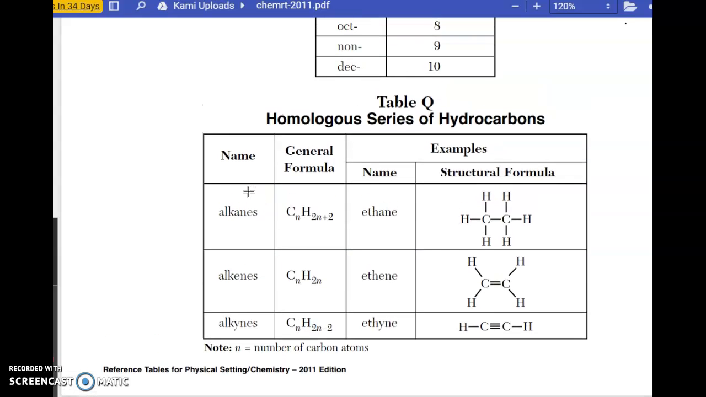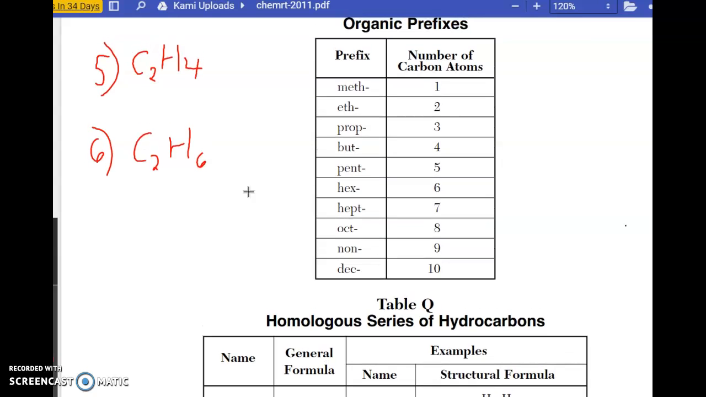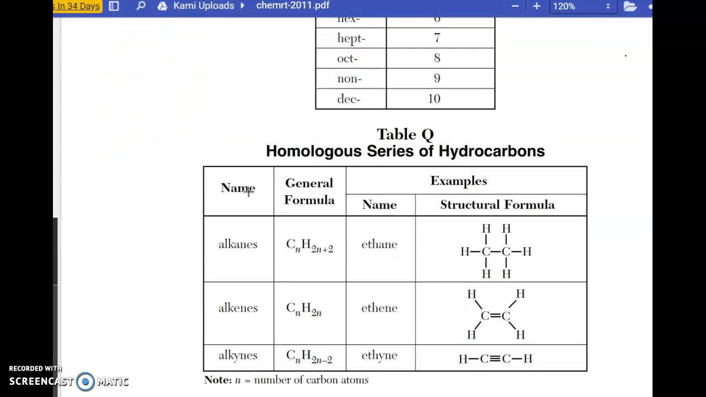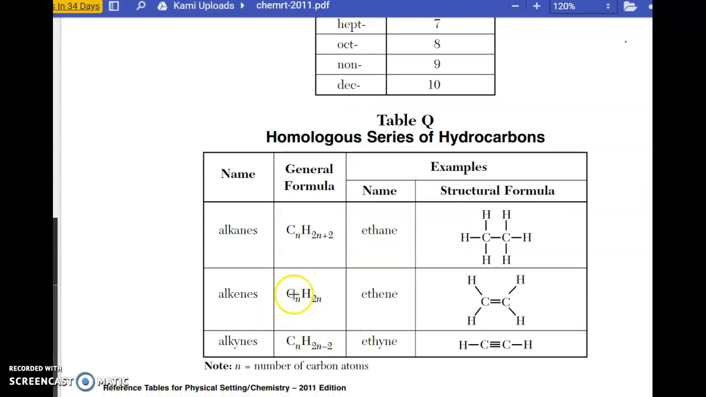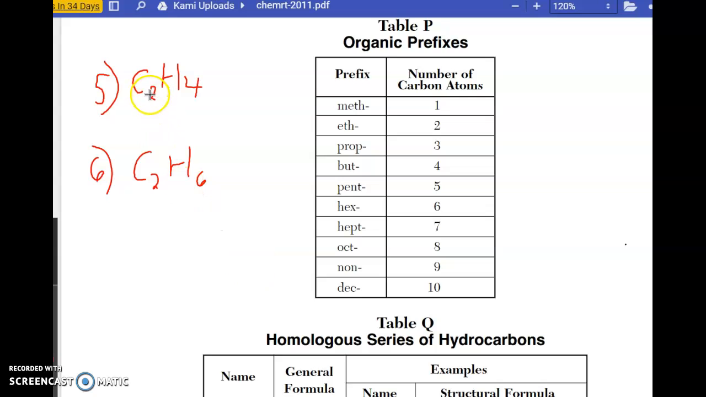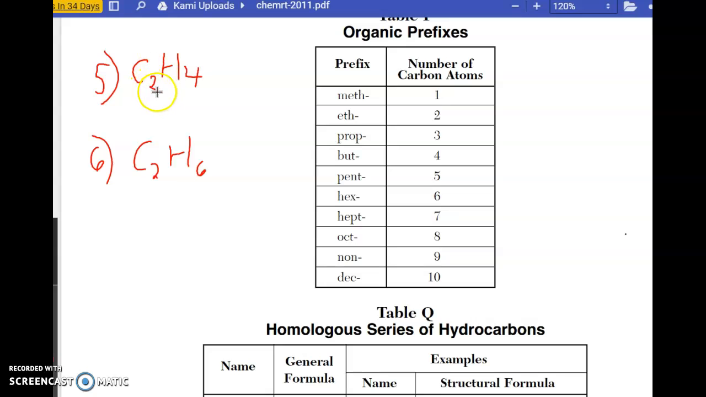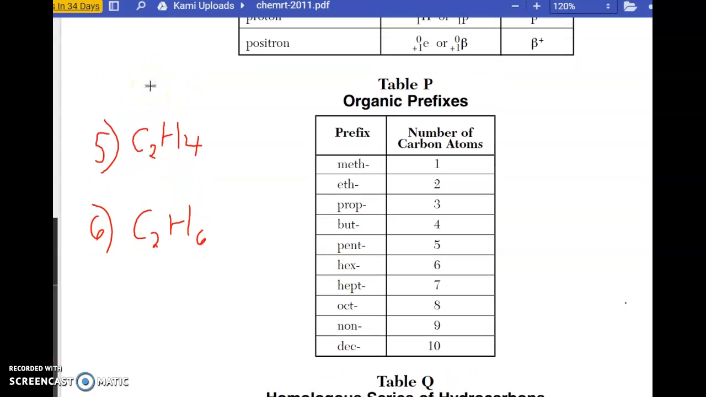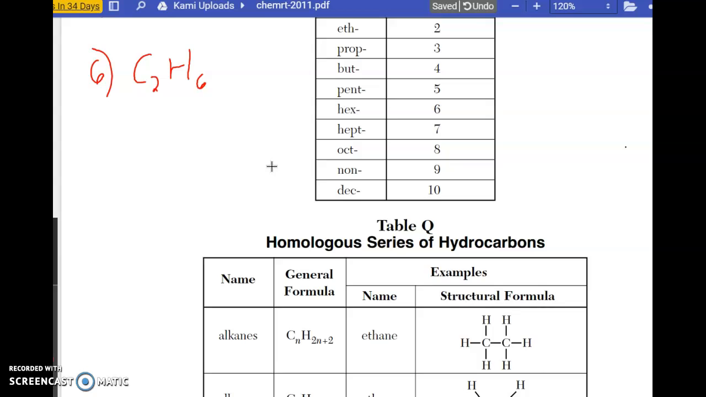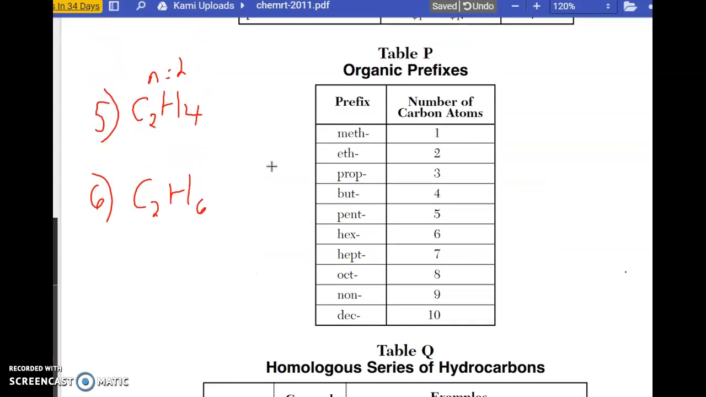You could start by just drawing it to figure it out, or you could try to reverse mathematically figure it out. I'm going to go with the reverse mathematical way first. So we have C2H4. Again, this is your N number. So your N here for number 5, N is equal to 2. So if you go down and see which formula best fits.